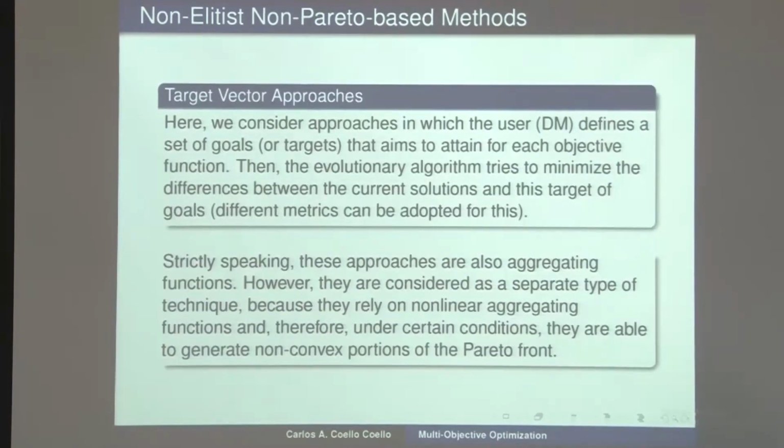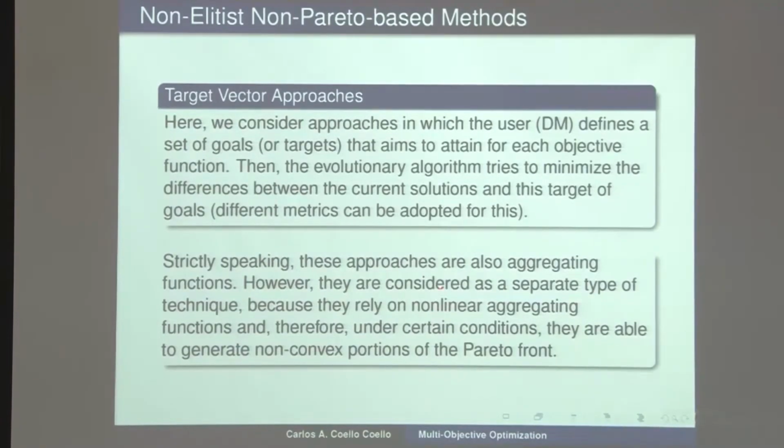Then we have the so-called target vector approaches. This is what I did in my PhD thesis. These are methods that today people are not using anymore. They are very rare. Basically, in here we try to minimize differences between a solution we found and a target goal, like the min-max method, for example, or goal attainment.